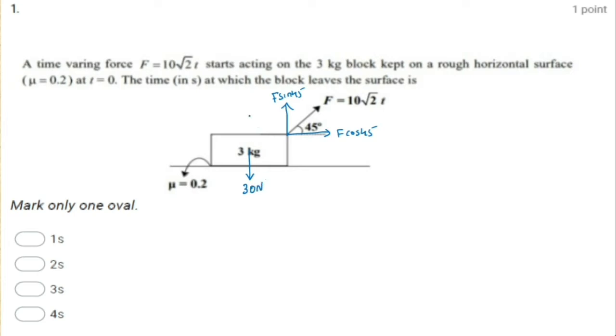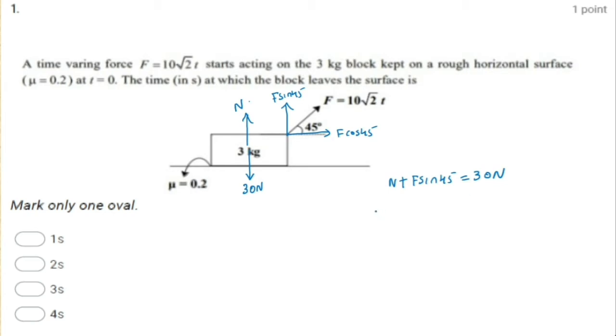As usual, there will be a normal reaction force acting, that is equal to N. So which forces are acting vertically upward? One is N, the other one is F sin 45. And which force is acting vertically downward? That is equal to 30 Newton. So if you write the equation in the vertical direction, you can write here N plus F sin 45 is equal to 30 Newton.